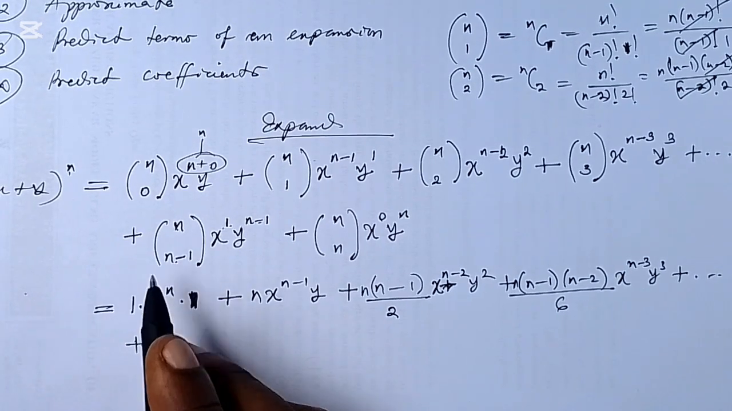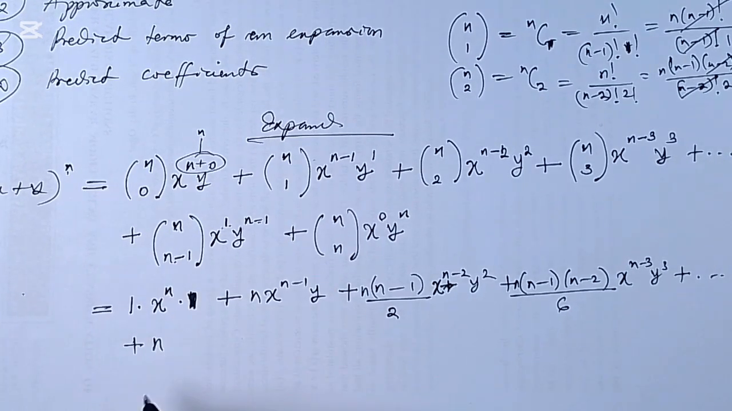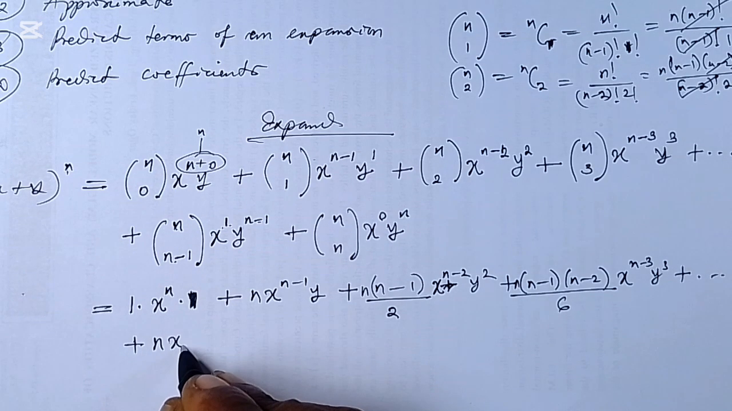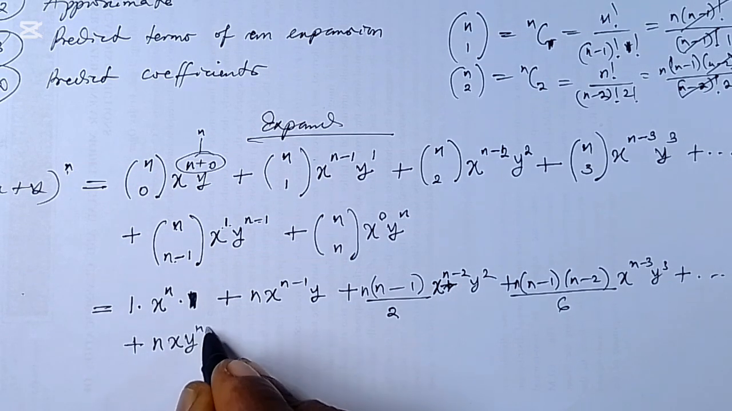n combination n minus 1 will give you n. I told you in that particular video I made that anything combination 1 short of itself is the thing itself. So n combination n minus 1 is n. And that will give you n times x raised to the power 1, which is x, times y raised to the power n minus 1.